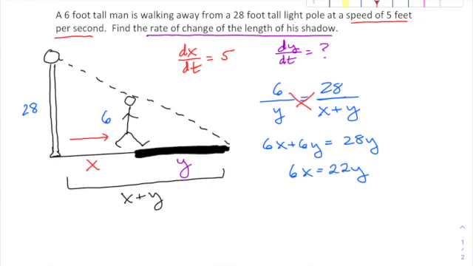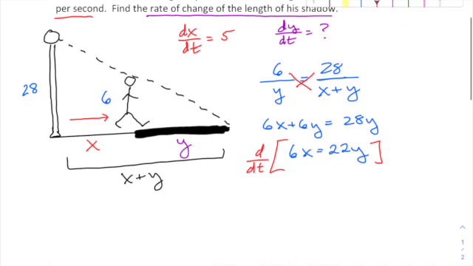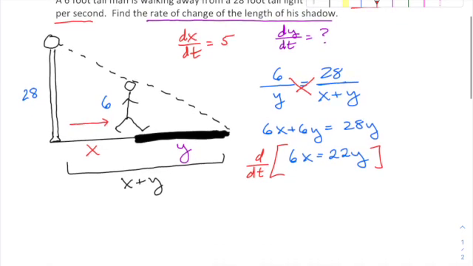So now I'll differentiate this, and remember, with related rates problems, you are usually doing it with respect to time. So anything that's not t, you need to use a d whatever, dt. So on the left side here, we're going to get 6 dx dt equals, on this side, 22 dy dt. All right, and now it's pretty much just plug in what you have and what you're solving for.